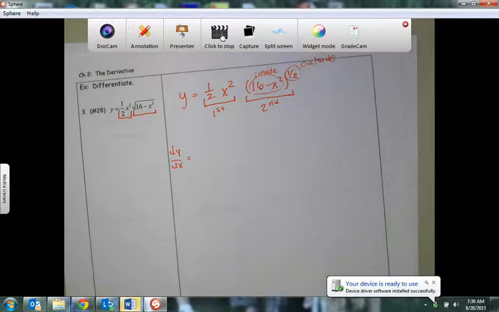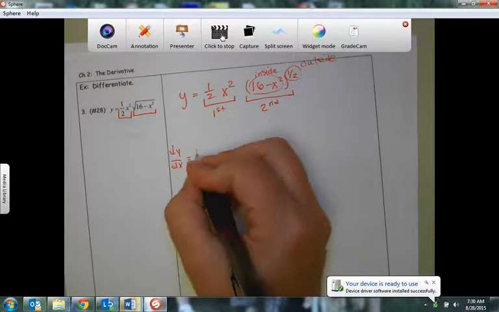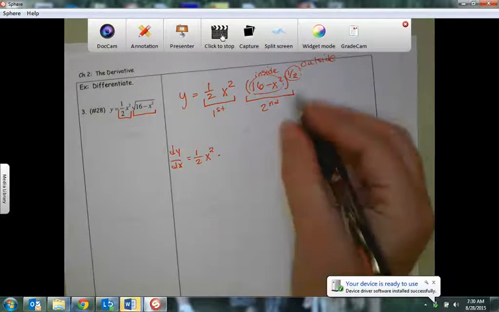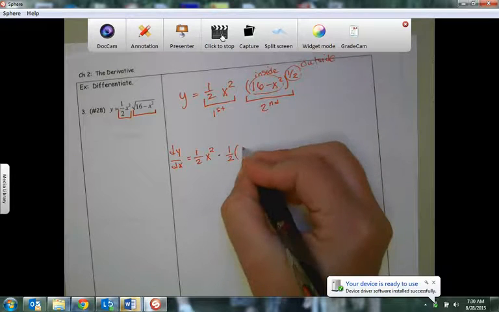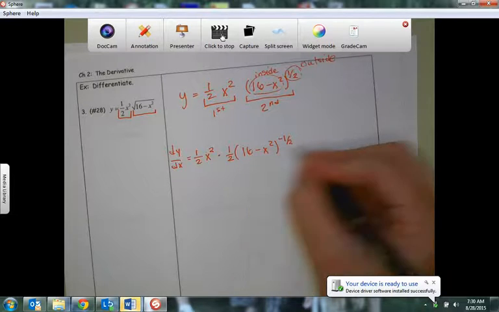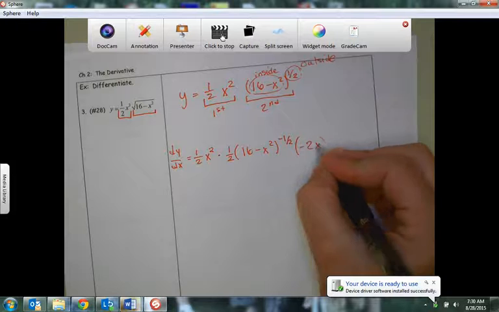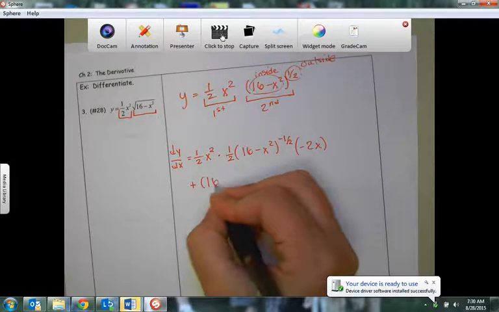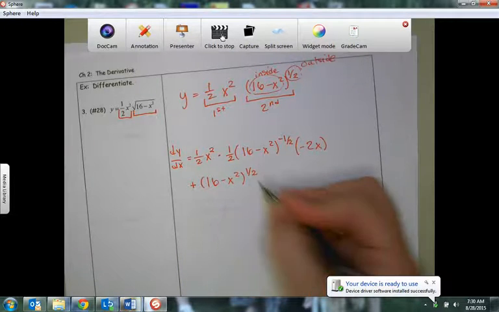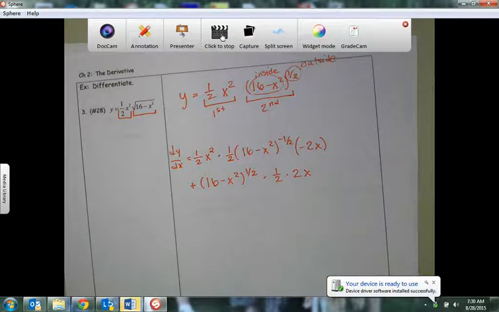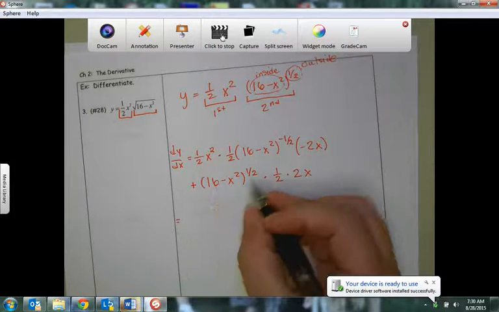So for the product rule, I'm going to take my first times the derivative of my second, which is the derivative of the outside, leave the inside alone, times the derivative of the inside, plus my second times the derivative of the first. Now we've got to clean all that up. Simplify that.